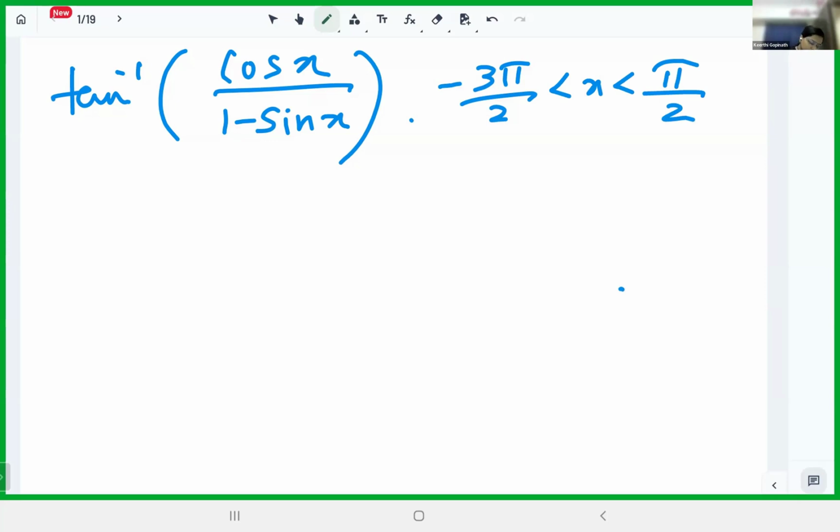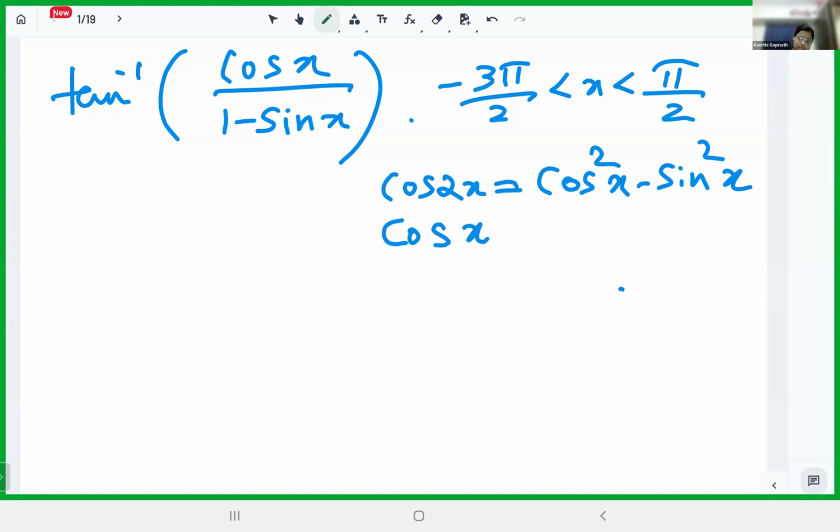So let's see. We know the identity cos 2x can be written as cos square x minus sin square x, right? So what is the half angle formula for this? Take the half of that angle. Half of 2x means x, right? Cos x can be written as cos square x by 2 minus sin square x by 2. From cos 2x is equal to cos square x minus sin square x, we know that cos x is equal to cos square x by 2 minus sin square x by 2.